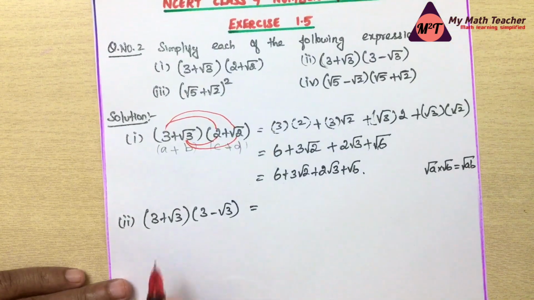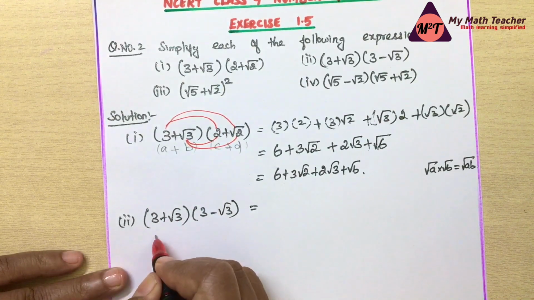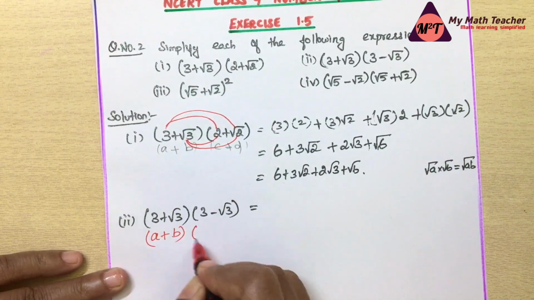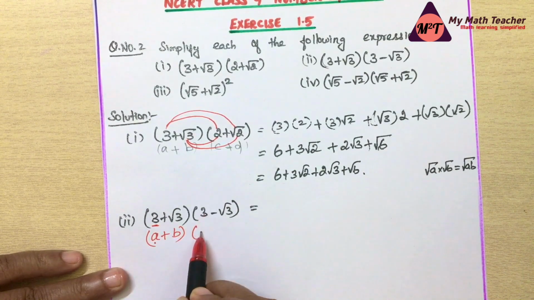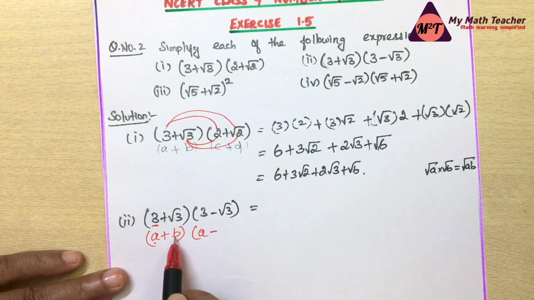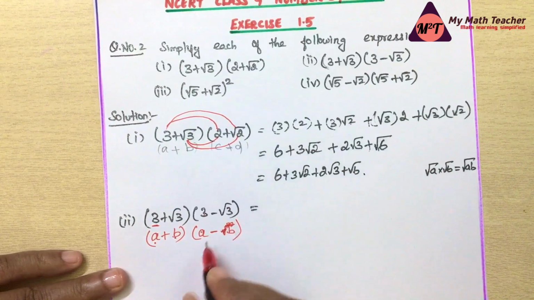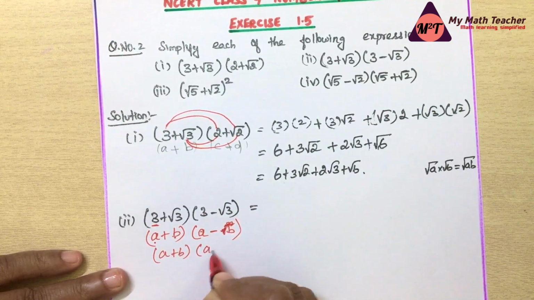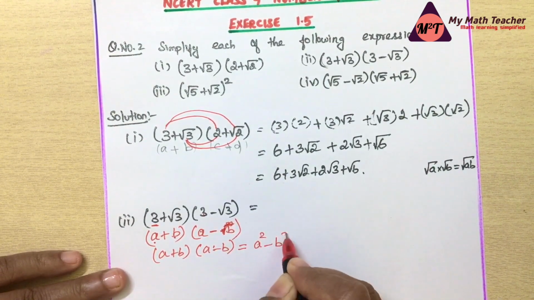The second subdivision is (3 + √3)(3 − √3). As you can see, this is A + B into, again, 3 is considered as A, and the same A minus √3 is considered as B. We can write the same B here. So it is (A + B)(A − B), which is equal to, as we know, A² − B².